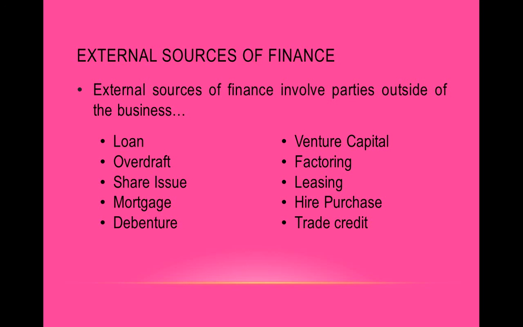A share issue happens for private and public limited companies. It only happens for those two types of companies because they're the ones that are owned by shareholders, and a share issue is basically issuing more shares, so inviting existing shareholders initially and then new shareholders to put more money into the business. A mortgage is a loan for buying property. A debenture is a long-term loan, usually secured against property or other assets. So debenture is a posh word for a long-term loan.